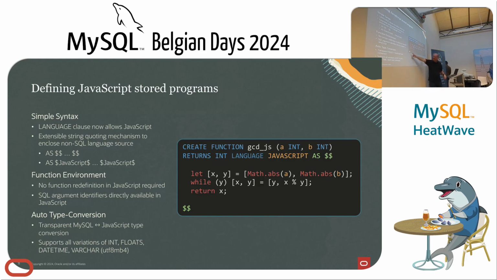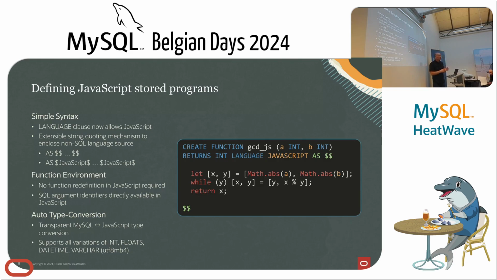And should there be any conflicts in your code, should you have some $$ in some string in your JavaScript code, you can pick a different delimiter, put a tag in between the dollars, and it will use the same tag at the end, and you will be able to avoid such conflicts.